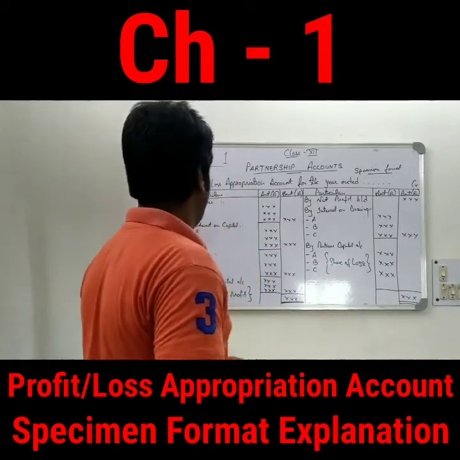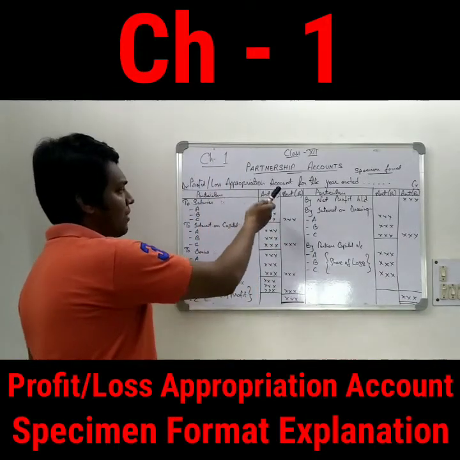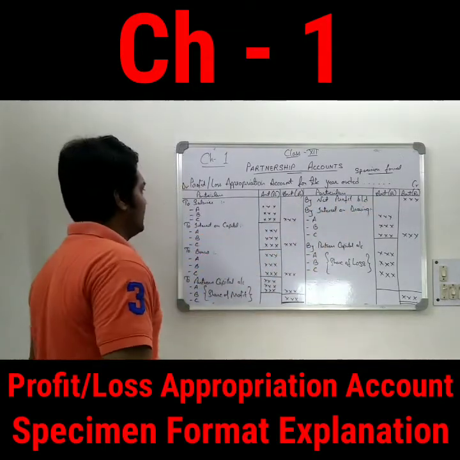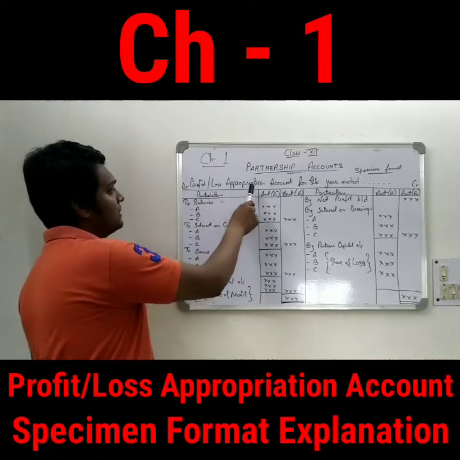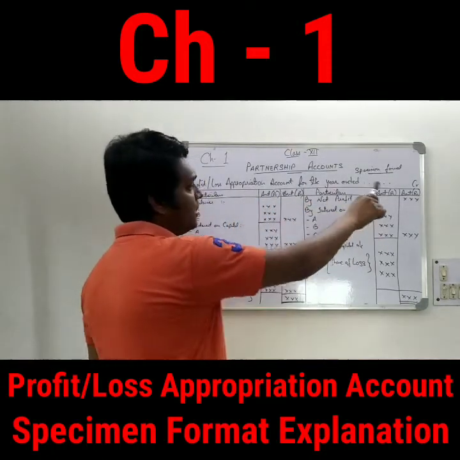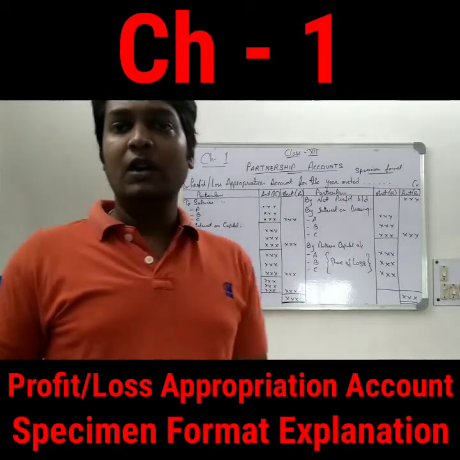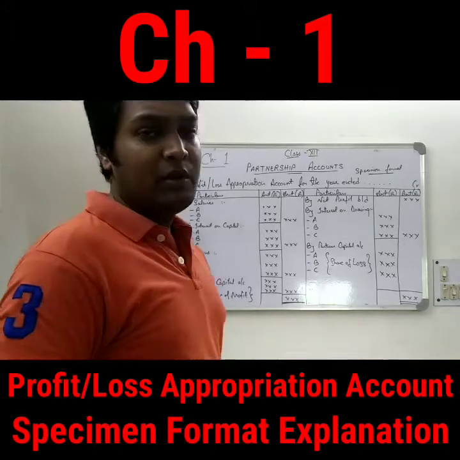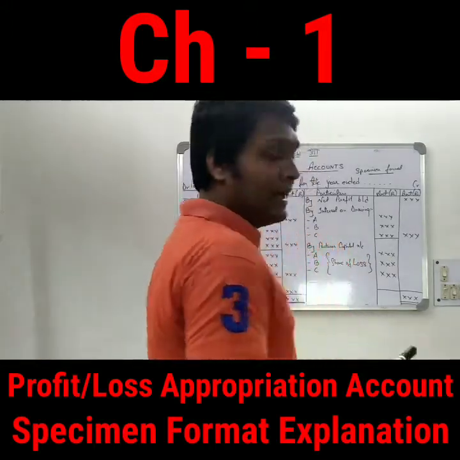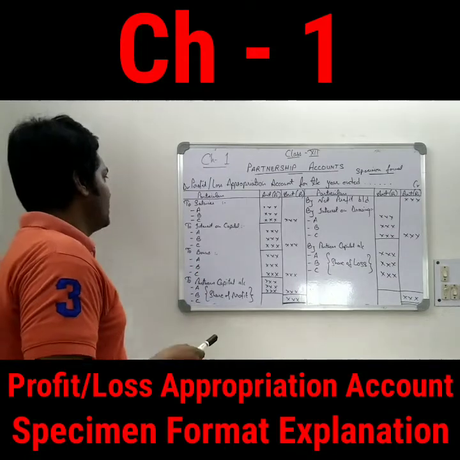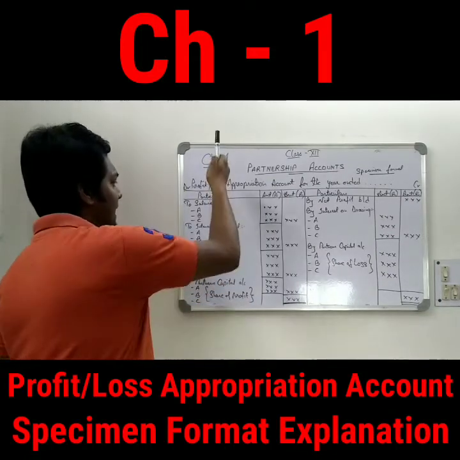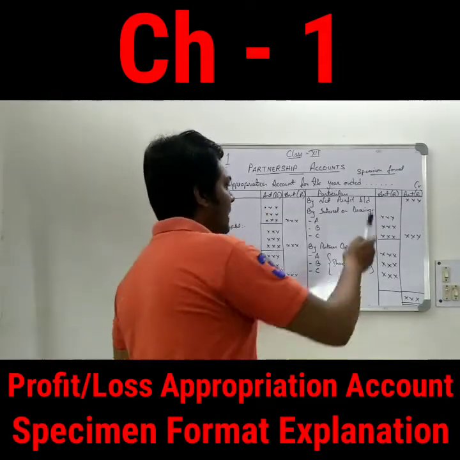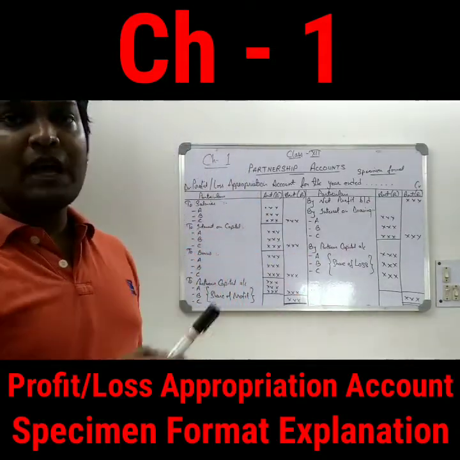The same format: particulars, amount in rupees, and again particulars, amount in rupees. The heading will be Profit and Loss Appropriation Account for the year ended, and whatever the year ended is, you will write that. The left hand side will be your debit side and the right hand side will be your credit side. We'll follow the expenditure part of the partnership account on the debit side and the income part of the partnership account on the credit side.